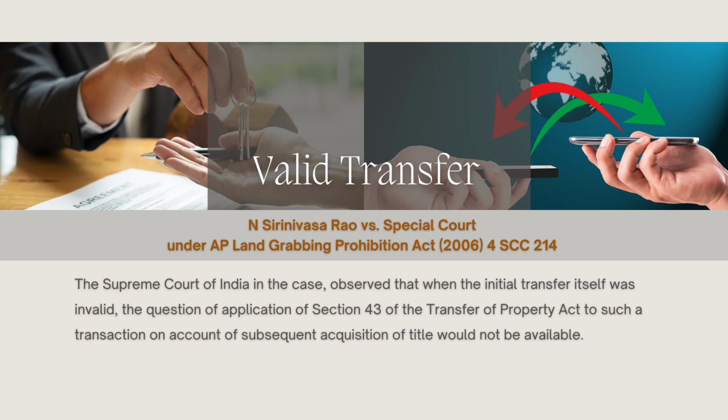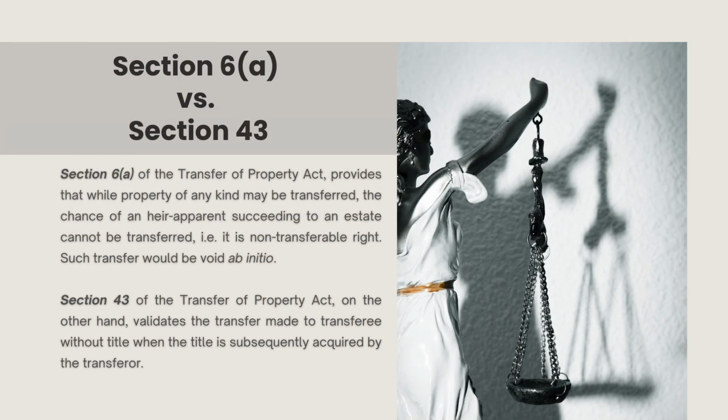The Supreme Court of India in N.S. Rao versus Special Court under AP Land Grabbing Prohibition Act, a 2006 decision, observed that when the initial transfer itself was invalid, the question of application of Section 43 to such a transaction on account of subsequent acquisition of title would not be available. In similar line, let's also look at the interface between Section 6A versus Section 43 of the Transfer of Property Act.